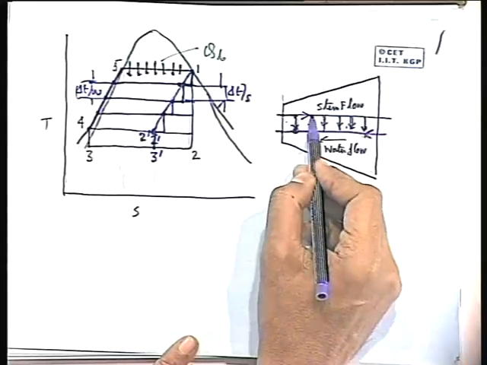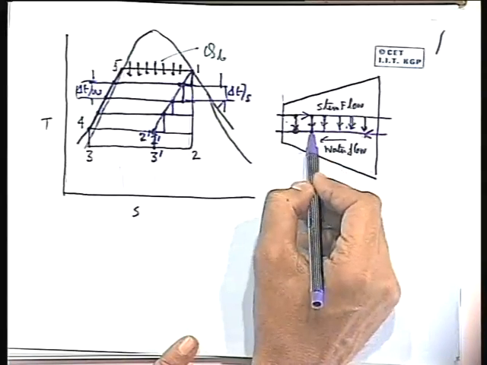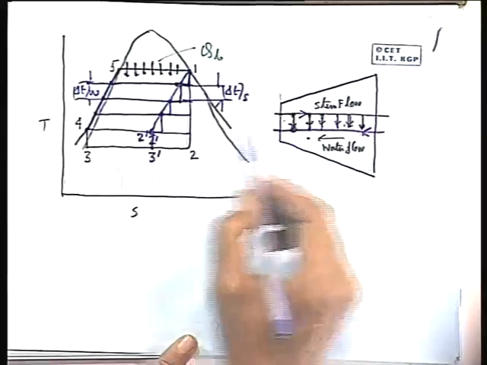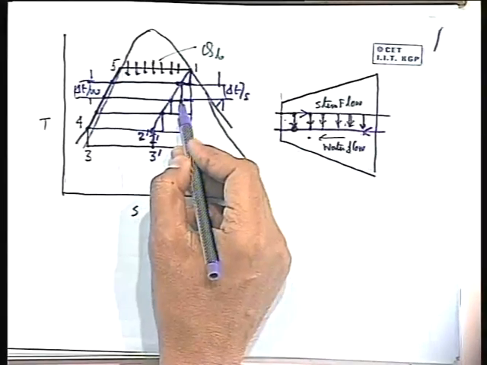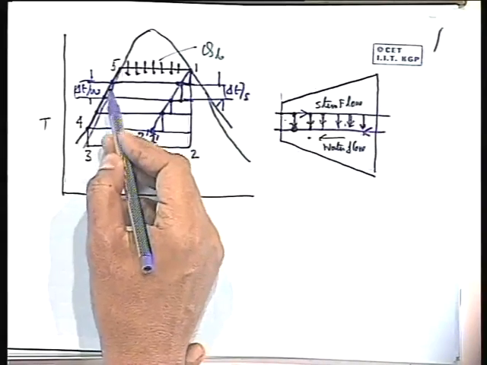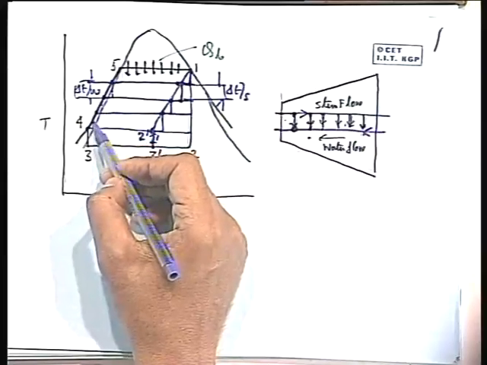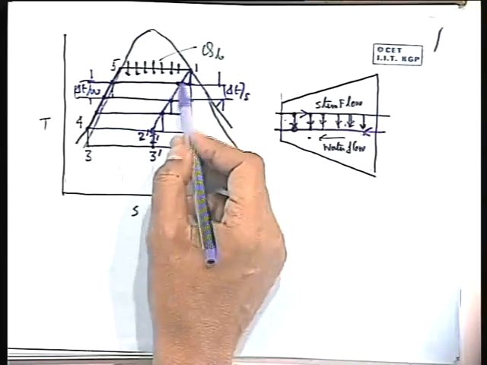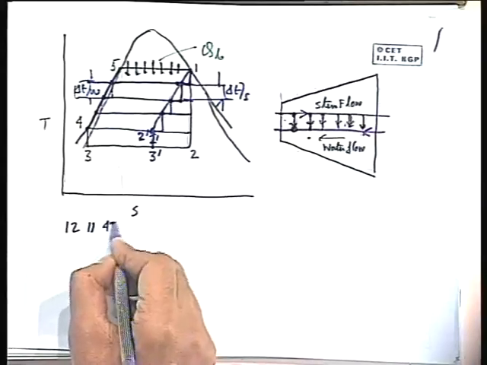Moreover, during this infinitesimal process, as the steam flows along this direction and the water flows along this direction, the entropy change is also the same. That means this distance becomes equal to this distance if I make a projection. That means this part of the curve is parallel to this. And this way we can see that this is valid for all the parts, so that the line 1, 2 is parallel to the line 4, 5.